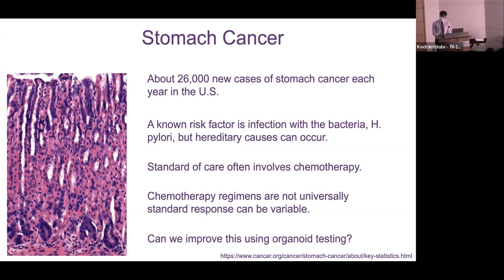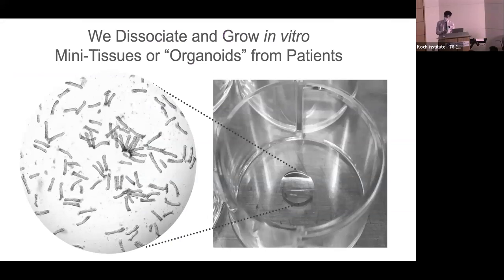A known risk factor for getting stomach cancer is infection with a bacterium called H. pylori, but there are rarely hereditary causes that can induce stomach cancer. Once you get diagnosed with stomach cancer, often the standard of care involves chemotherapy. Unfortunately, those chemotherapy regimens are not universally standard, and responses can be variable. So in the lab we are thinking, can we improve this using organoid testing and organoid technology? But what are organoids, and what is organoid technology?